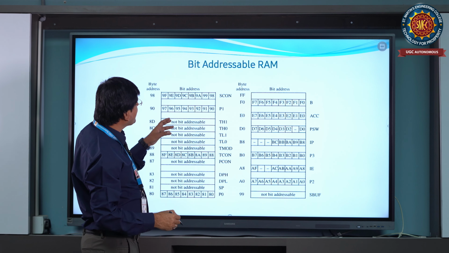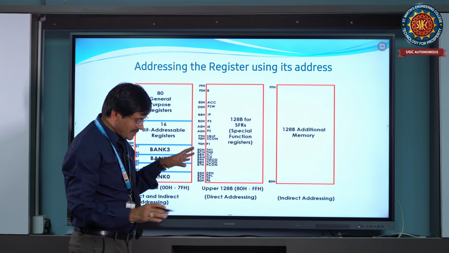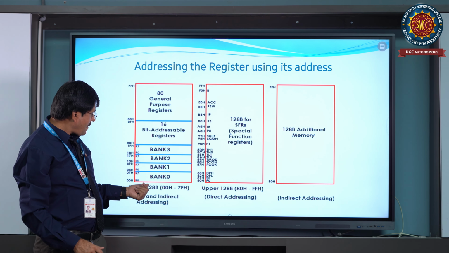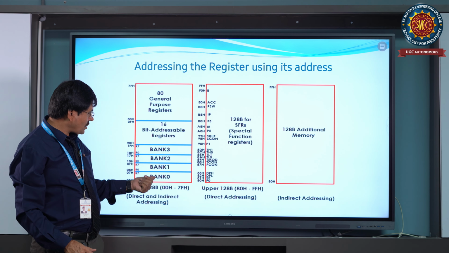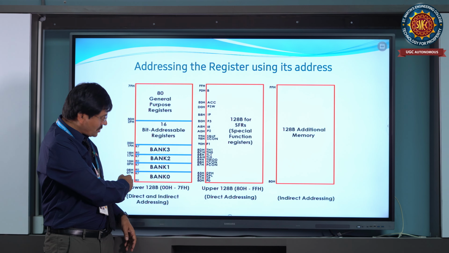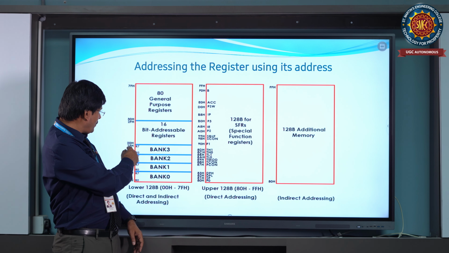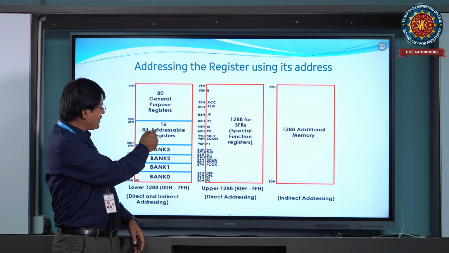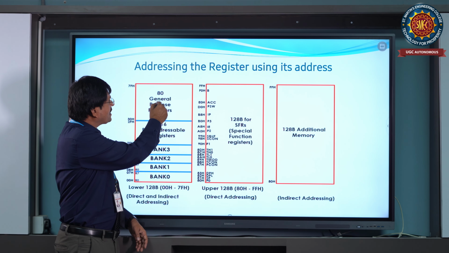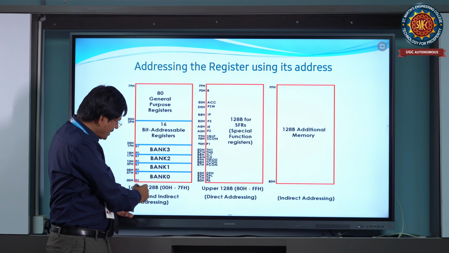So look at here, this is the complete internal structure slide. Now we can easily understand. The banks, bank 0, bank 1, bank 2 up to bank 3, occupy the addresses 00 to 1FH, and 20H to 2FH is the bit addressable region, and 30H to 7FH is the general purpose register area. This is the lower RAM, 128 bytes of lower RAM.